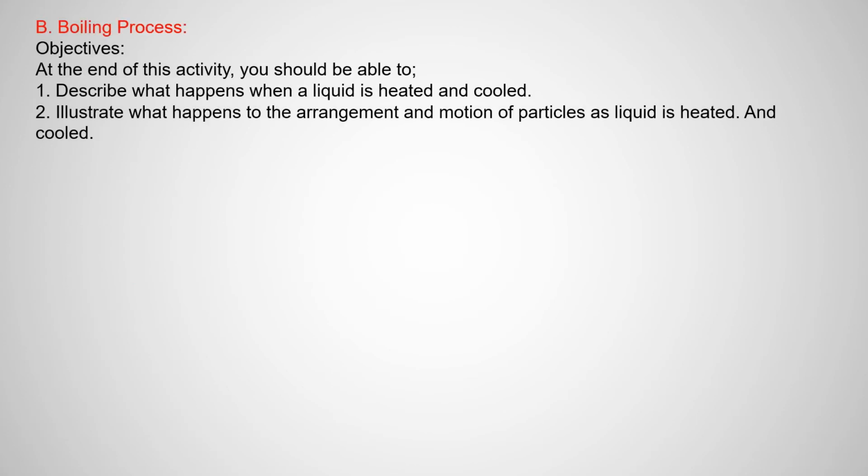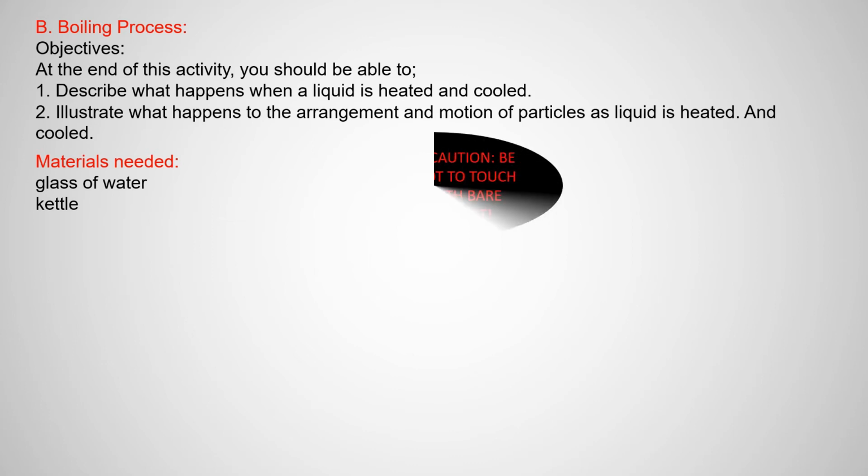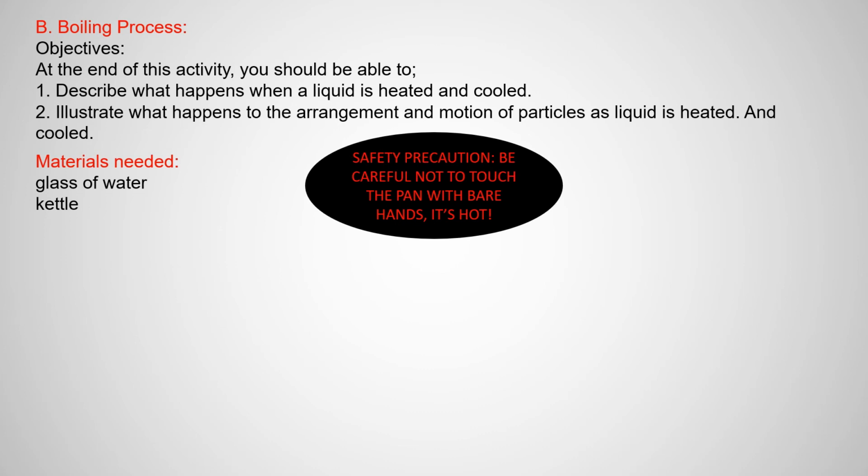B. Boiling process. Objectives. At the end of this activity, you should be able to: 1. Describe what happens when a liquid is heated and cooled. 2. Illustrate what happens to the arrangement and motion of particles as liquid is heated and cooled. Materials needed are the following: glass of water, then kettle. Safety precaution. Be careful not to touch the pan with bare hands. It's hot.